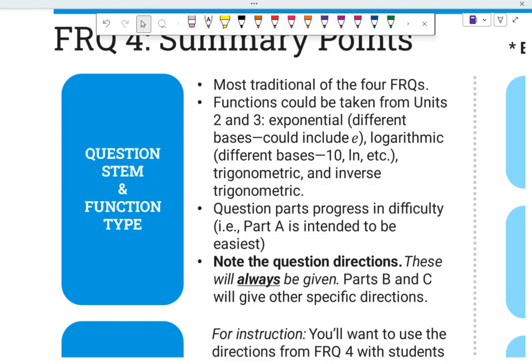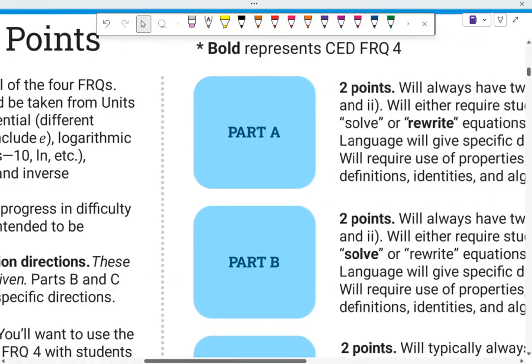Trigonometric and inverse trig. Question parts progress in difficulty, meaning part A is supposed to be the easiest and part C the hardest. That's the way they've designed it. Note the question directions. There will always be a box of directions that we'll see on the next page, and that box of directions will always be included with FRQ number 4. It will always be there.